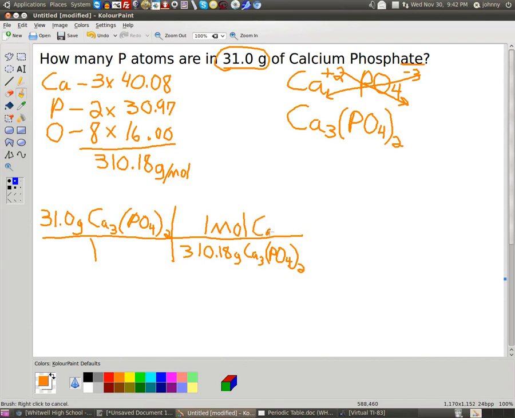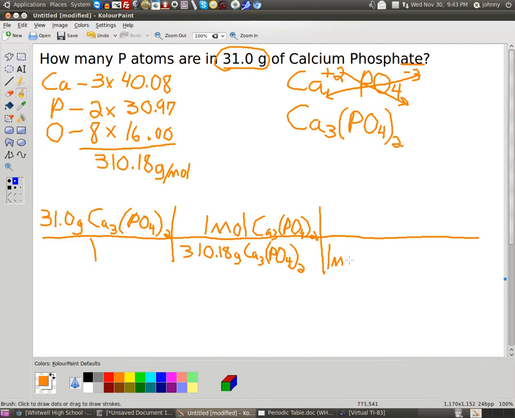Moles of Ca3(PO4)2. Okay. Now, after this, I will need to pay attention to what's left over. I've got moles of Ca3(PO4)2. I need to get to moles of phosphorus. Well, I can only do that by using this formula here.